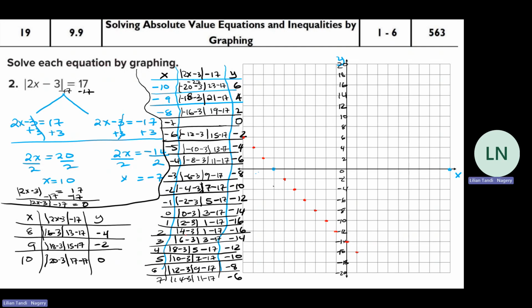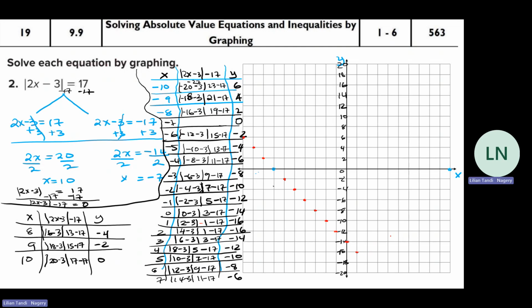Let me check if I did this correctly. No. 2 minus 3 is -1. So 1 minus 17 will be -16. 2 times 2 is 4. I agree. 4 minus 3 is 1. I agree. Okay.